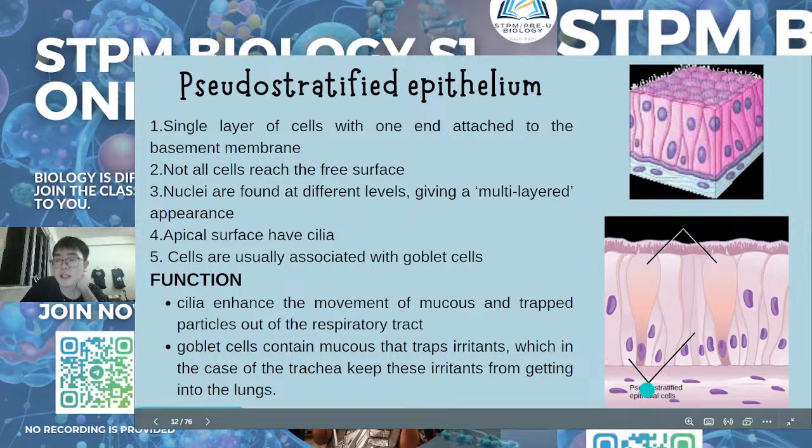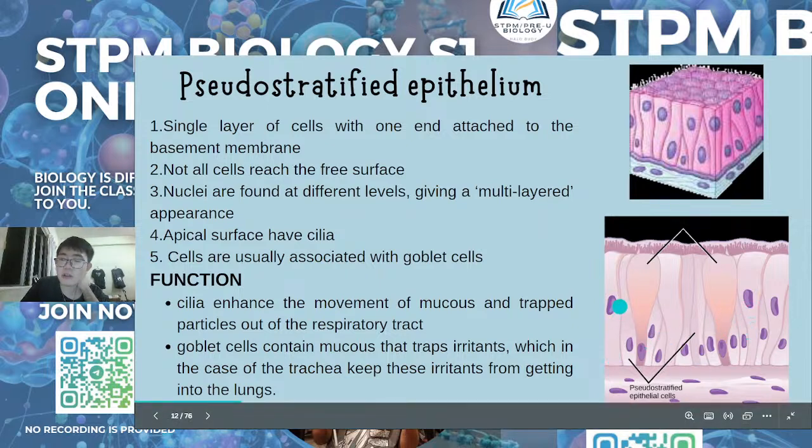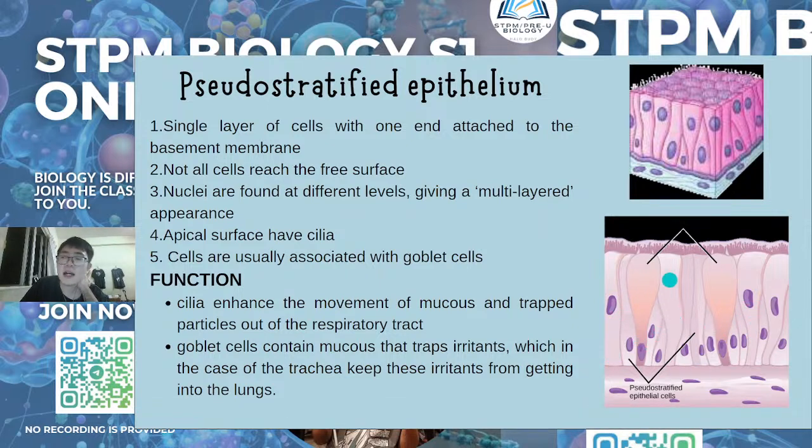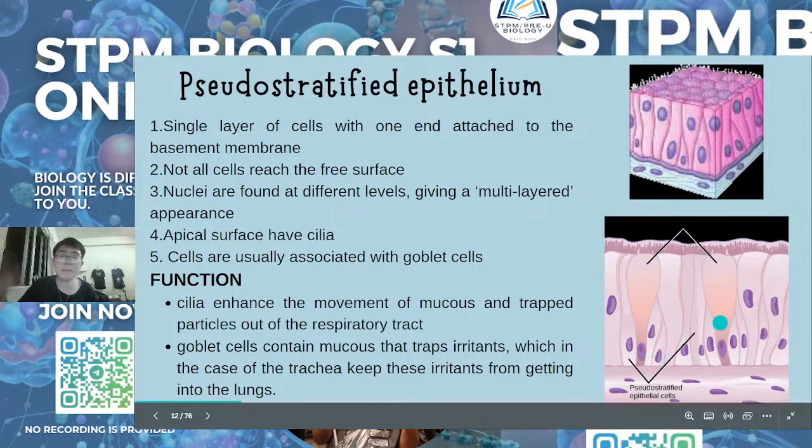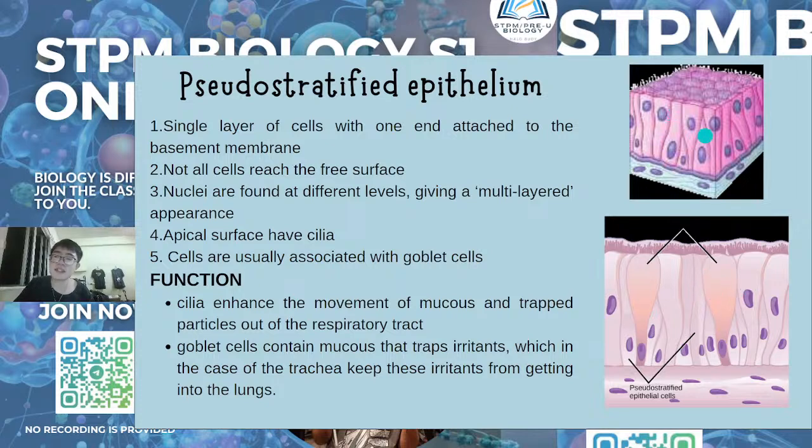Also, the nucleus is located freely; it is not located at a fixed place. It can be located either at the central or basal end or at other parts. So this is one of the reasons that we see this tissue seem to have multiple layers, but actually it only has one layer.